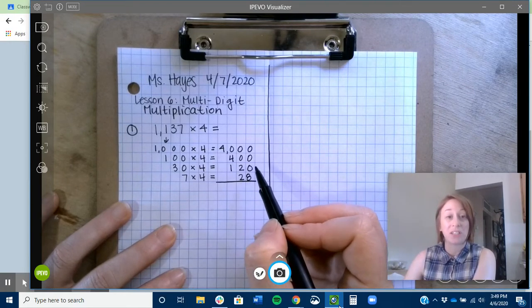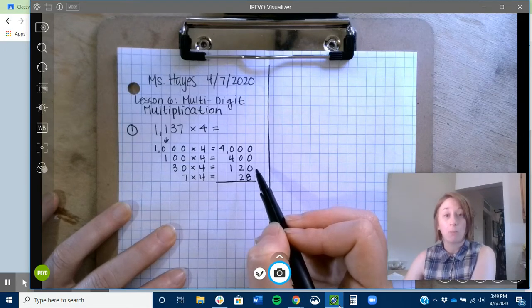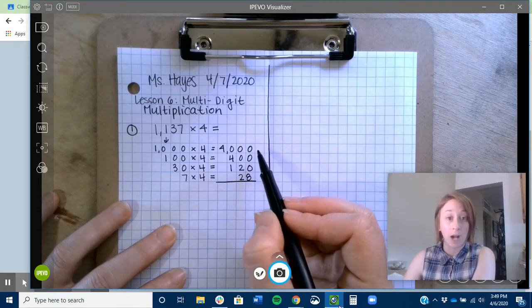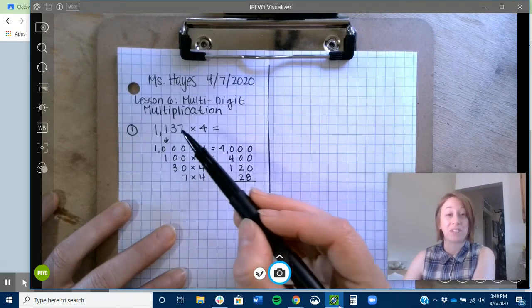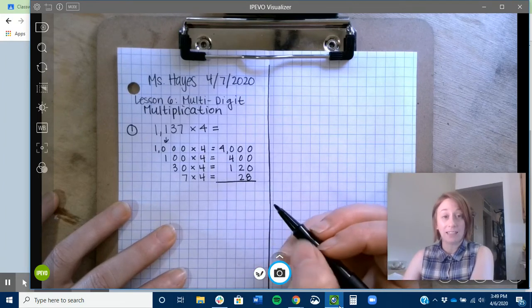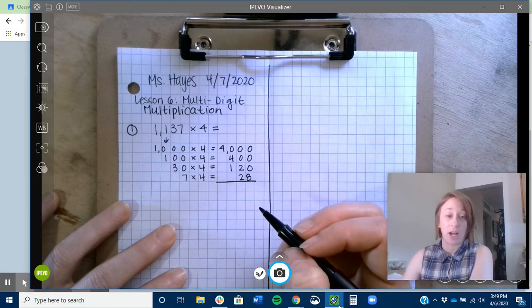Remember, we call these, that's right, partial products. Partial means to break up into pieces, and these are all of the products of the pieces of this number sentence. Our last step is to add all of the products.